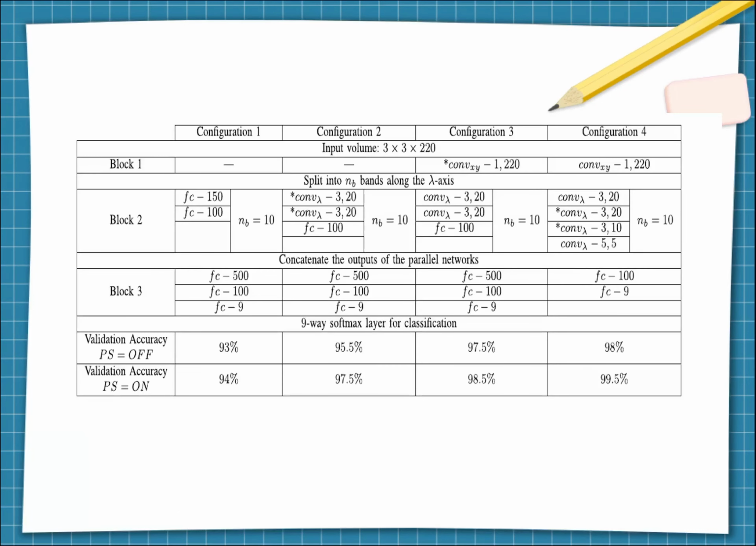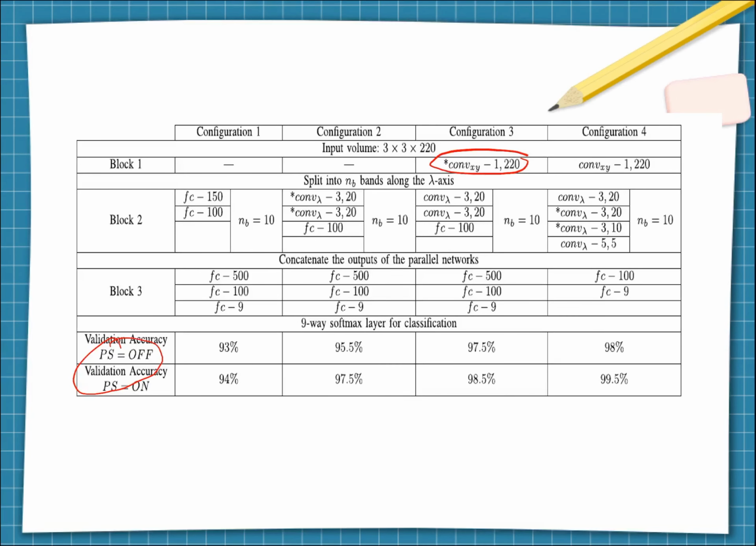A total of 4 different architectures have been explored and mentioned in the present study. Each convolution and the fully connected layer is followed by a rectified linear unit except for the last one. PS indicates parameter sharing. Parameter sharing is on, which corresponds to weights and biases of the networks that are tied, and their update values are then averaged across all the networks during backpropagation.